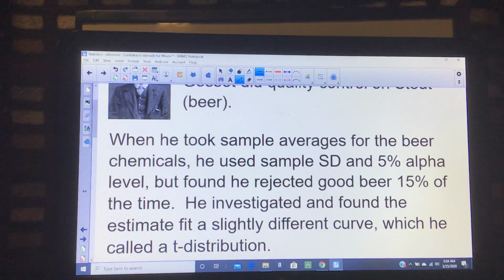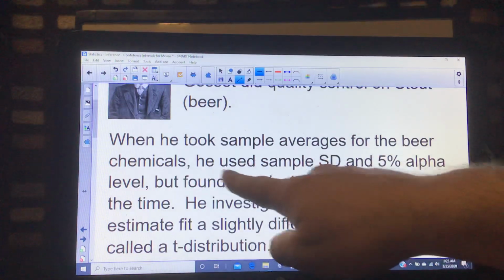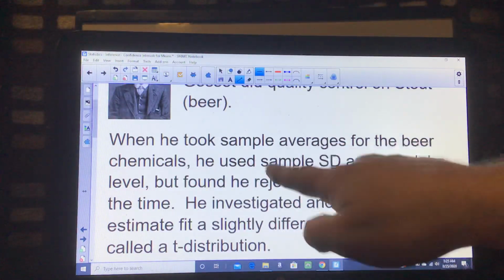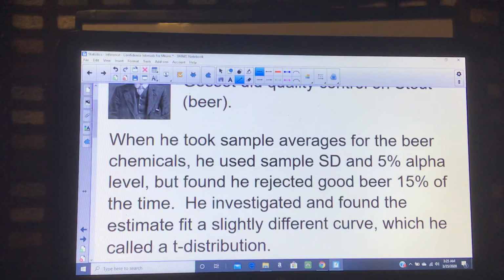So instead of, obviously, analyzing all the beer and ruining it, he would take a sample of the beer. If it was supposed to have 5 ounces of something in it, he would measure it in the sample and maybe it would come out as 4.9 ounces. So that would be within tolerance. But if it came out maybe 3 ounces, it was way too low and it would mean the beer was probably bad. Now, he used sample standard deviations because he didn't know the population standard deviation.